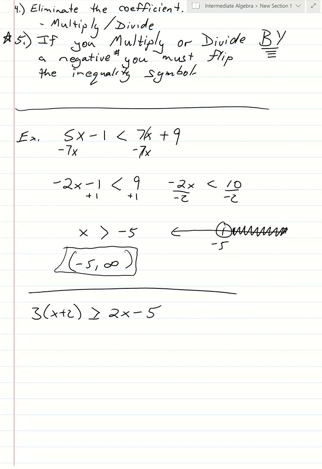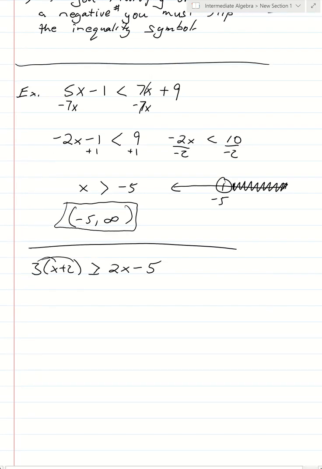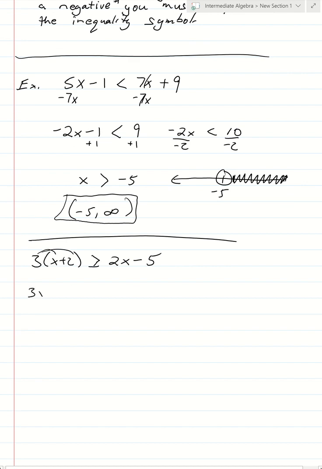Well, I'm going to perform step 1, in that I will distribute, first of all, the 3. And in doing so, we would get a 3x plus 6 is greater than or equal to 2x minus 5. Step 1 is complete. Step 2, let's get the variable on one side. So I will subtract the 2x over. Now I would have x plus 6 is going to be greater than or equal to the negative 5.